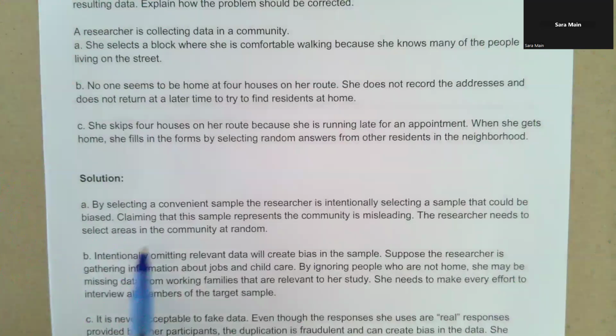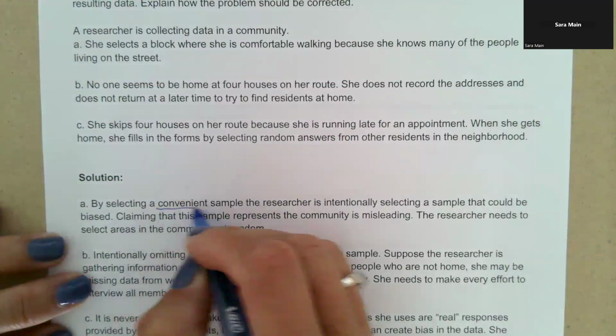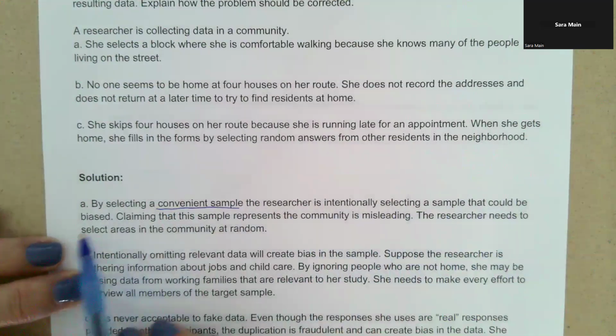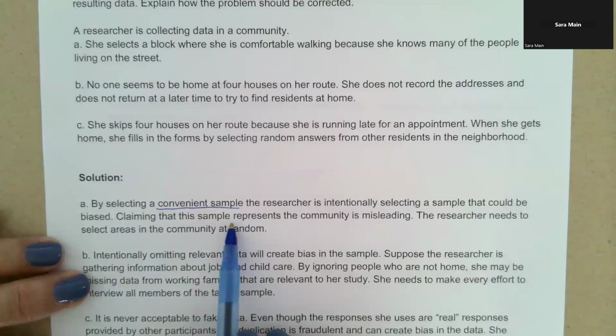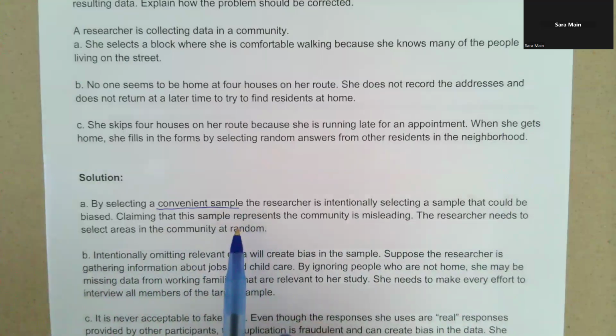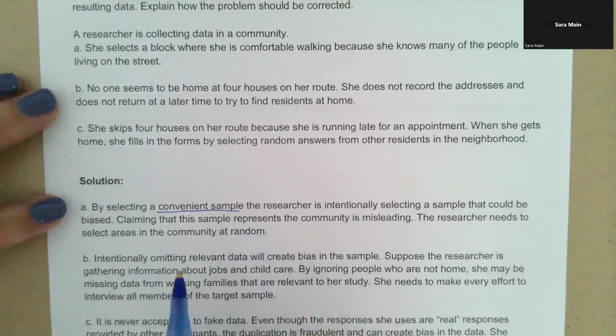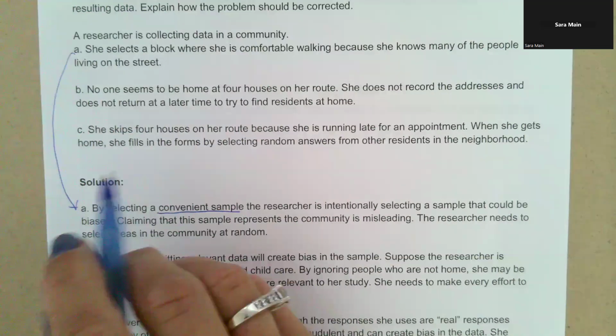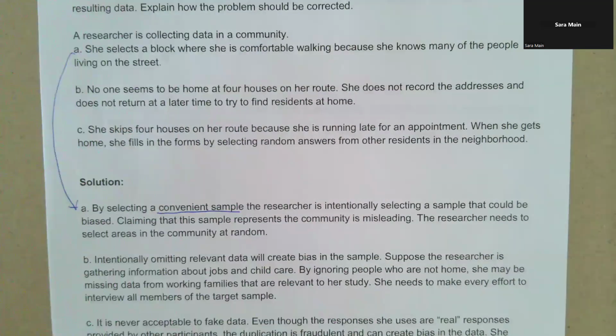If we look down at the solution here, it says by selecting a convenient sample, notice it was a convenient sample, the researcher is intentionally selecting a sample that could be biased. Claiming that this sample represents the community is misleading. The researcher needs to select areas in the community at random. So she's only choosing people that she's familiar with in an area that she feels comfortable being in. So that's A.